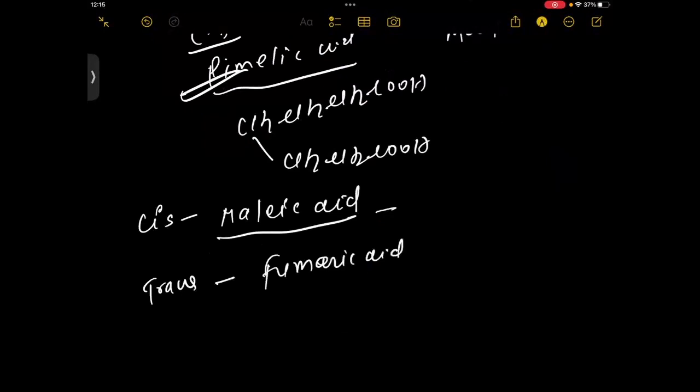Cis malic acid, how to write? H, C, COOH, double bond, C, H, COOH. This is called malic acid.